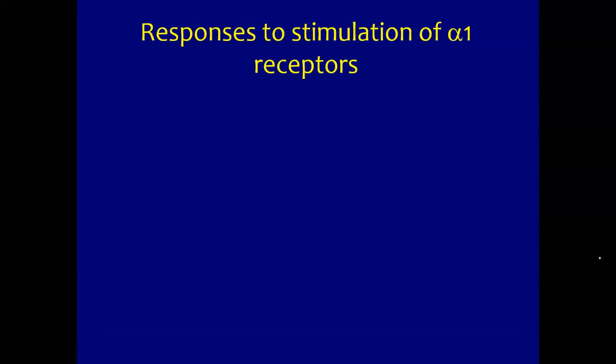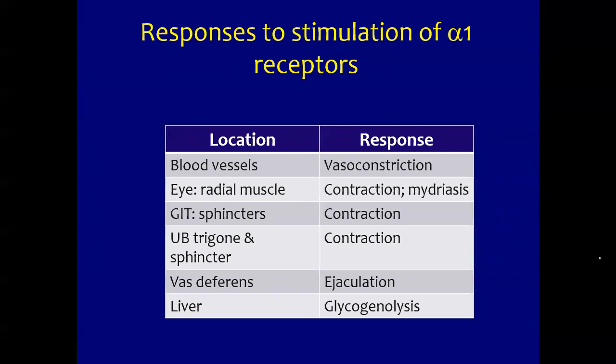The response to stimulation of alpha 1 receptors. Alpha 1 receptors are coupled through Gq: increase PLC, increase IP3, increase calcium. Now you can figure out blood vessels: vascular smooth muscle contraction because of the calcium will lead to increased peripheral vascular resistance and increased blood pressure. Radial muscle, contraction. GIT sphincters, contraction. Urinary bladder trigone and sphincter, contraction. Vas deferens, contraction. Liver, glycogenolysis. All these actions are due to alpha 1.